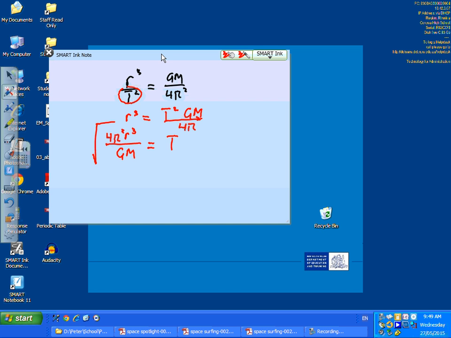So which one are you trying to figure out? I'm trying to work out the period for the moon. The R is cubed. Now, from the data that we had, let's put the data in and then you can calculate it. So what is the radius of the orbit?